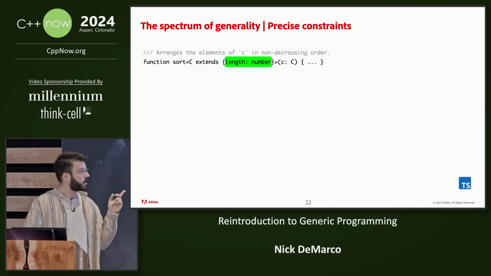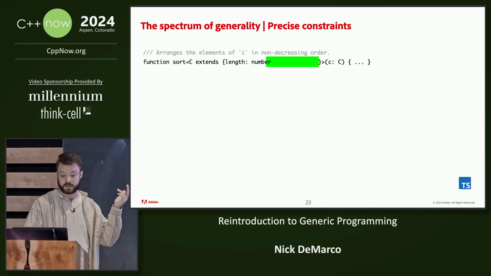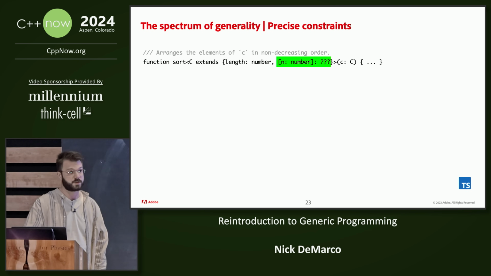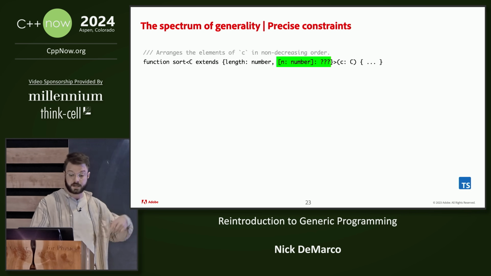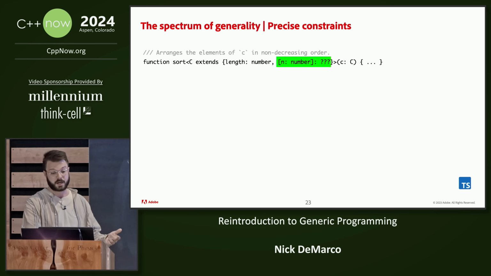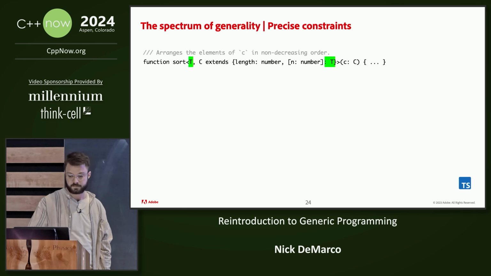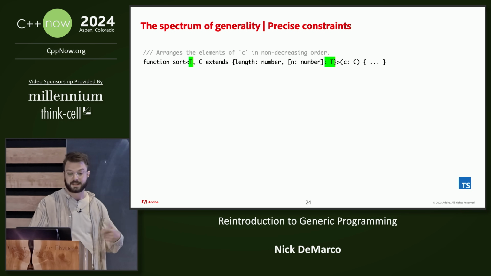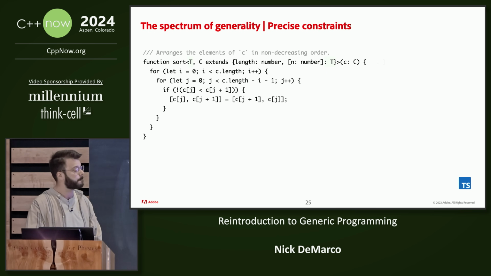First, we specify that our argument has to have a length property of type number, and that we can index into it with numbers as well. That's what that nifty syntax looks like there. And then to specify what that second operation returns, we have to introduce a new type in our signature. Let's call it T. All right. And then we're going to indicate that that element of type T is returned by the indexing operation.